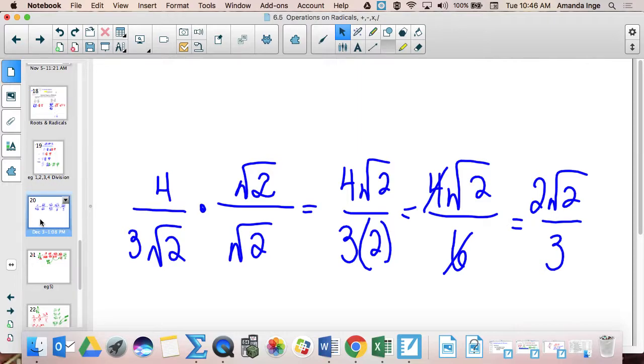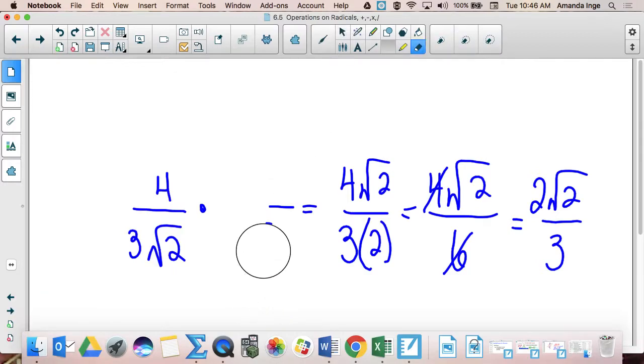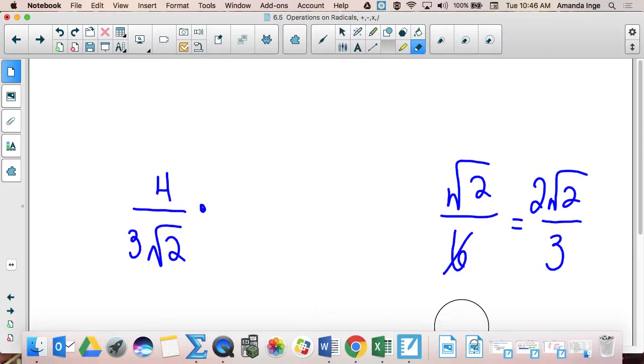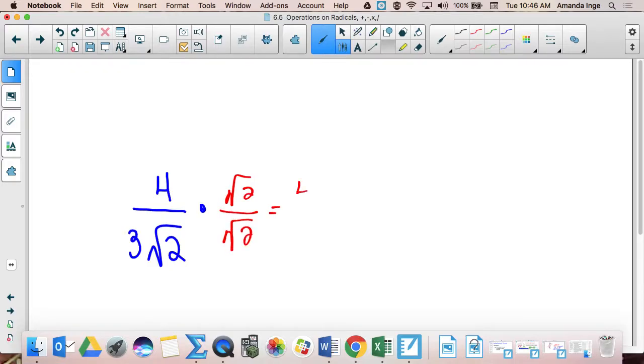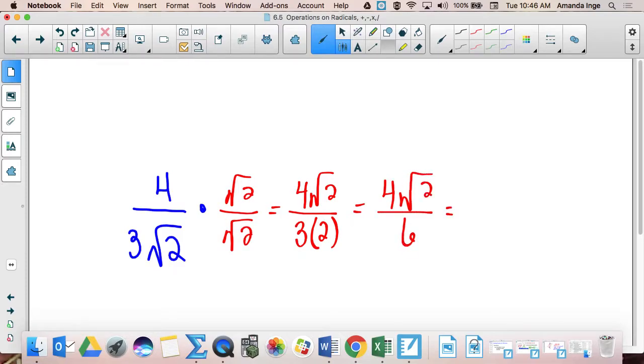So in other words, if you've got a number and a radical sign in the denominator, you just want to get rid of the radical sign. Everybody understand that? So you just want to multiply by the square root of 2 over the square root of 2. And that gives you 4 square roots of 2 over 3 times 2, over 6. You could actually simplify that. 2 goes into 4 twice and into 6 3 times.